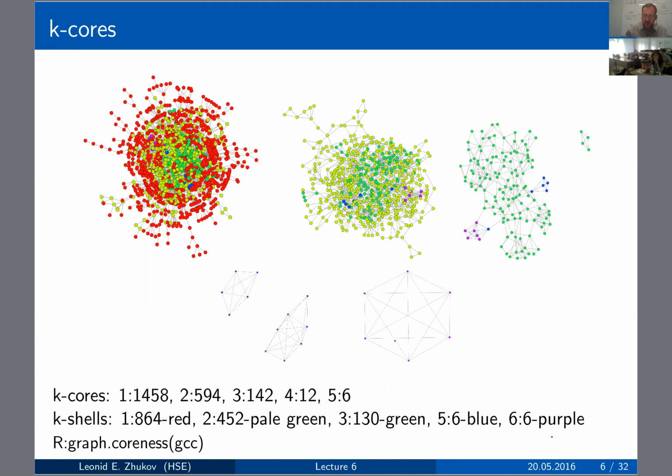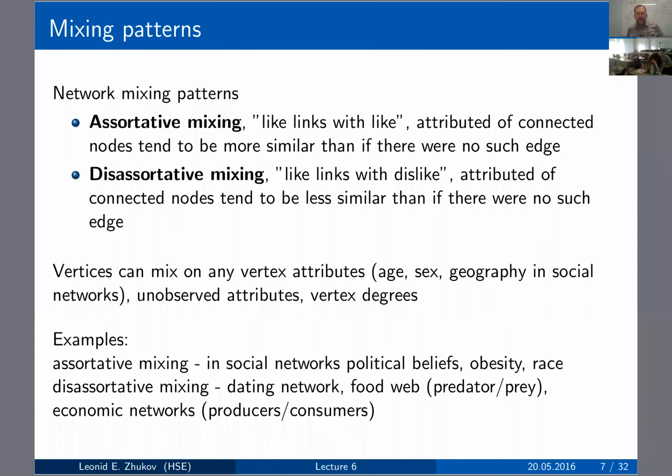Okay, let's move on. So the second topic, which is not connected to cores at all, is also about understanding the graph structure, and it's quite an important topic. It's called the mixing pattern of the graph. So the idea is the following. Quite often, one of the things you notice about graphs is how nodes in the graph are connected, and whether nodes that are similar are actually connected, or maybe they're not, right?